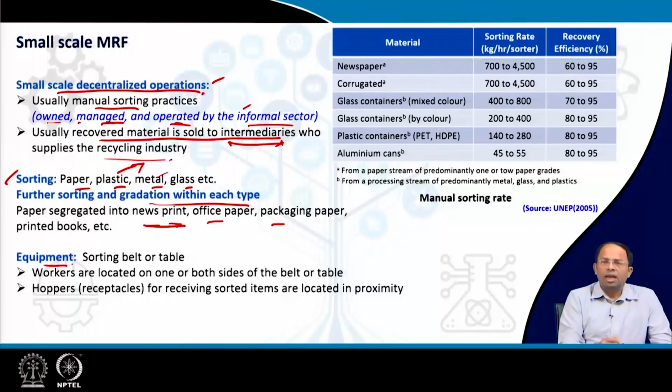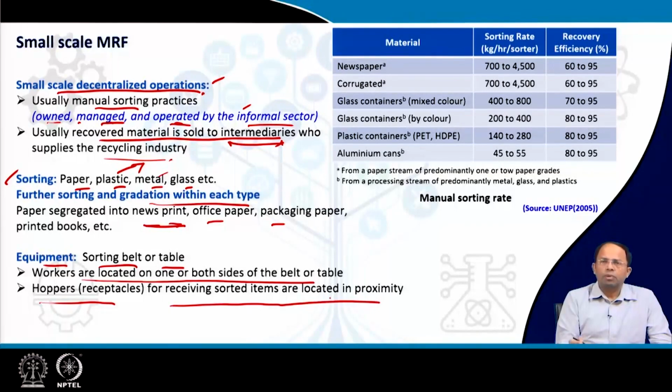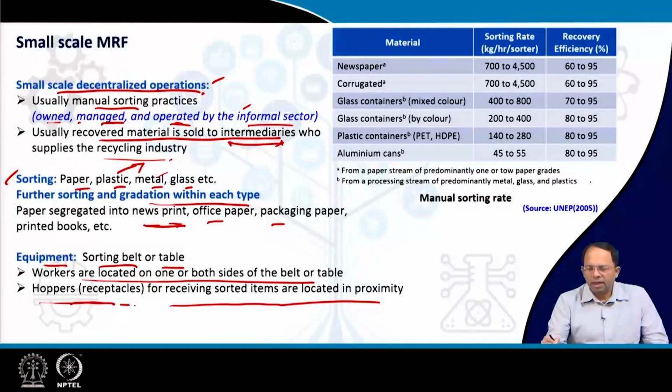The equipment utilized in this particular facility is a sorting belt or a table. A sorting belt is like a conveyor which carries the waste and you can take items out. Workers are located on both sides of the belt or table, and hoppers, receptacles for receiving sorted items, are located in proximity. Once you separate an item from the waste stream, you have to put it in some container, right? So these receptacles need to be nearby so that people can put items in them. So over here you can see a table.